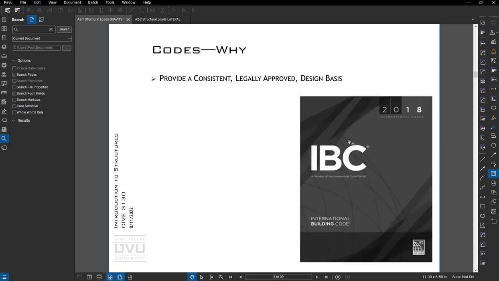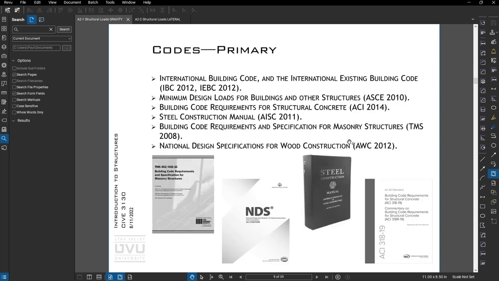Building codes, why do we have them? It gives us a consistent basis to do our designs, so we can say we're following the standard of practice, and if there's a problem, we have at least some leg to stand on as to base our designs. Here's a number of different building codes and material codes.